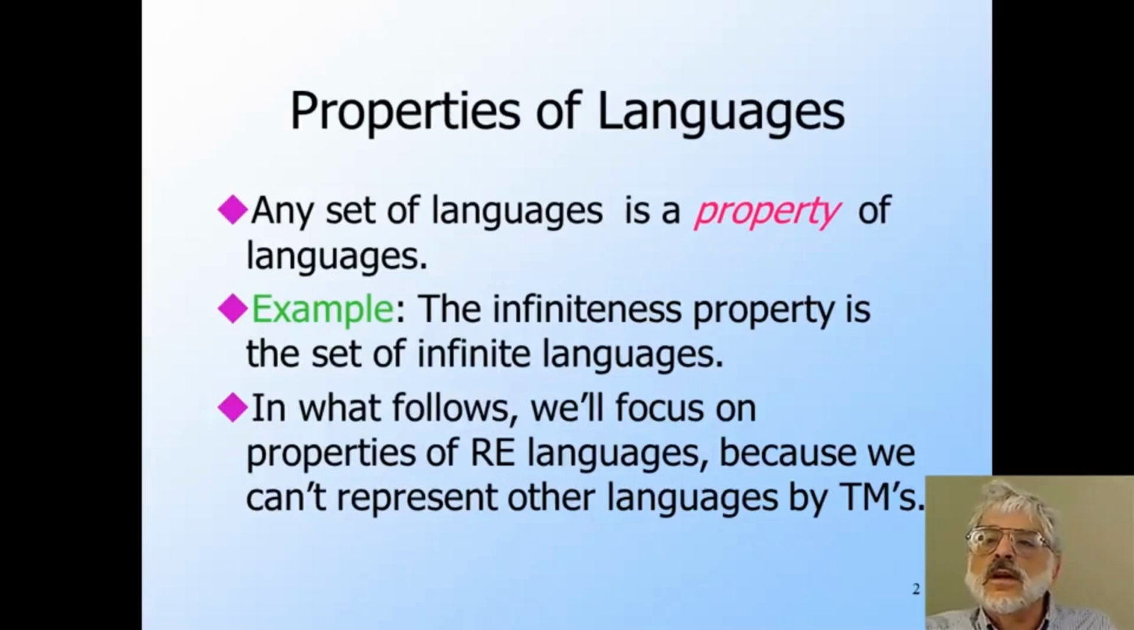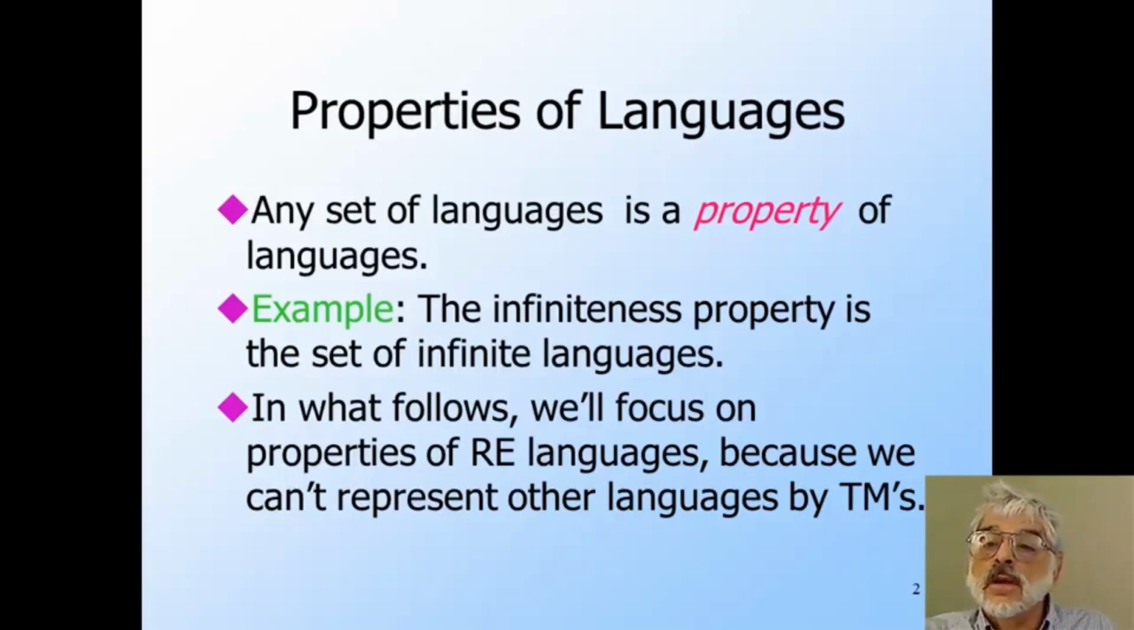We'll first see Rice's theorem. That theorem involves what are called properties of languages. Formally, a property of languages is any set of languages, the languages that we say have this property. For example, the property of being infinite is the set of infinite languages. The property of being empty is the set containing only the empty language.